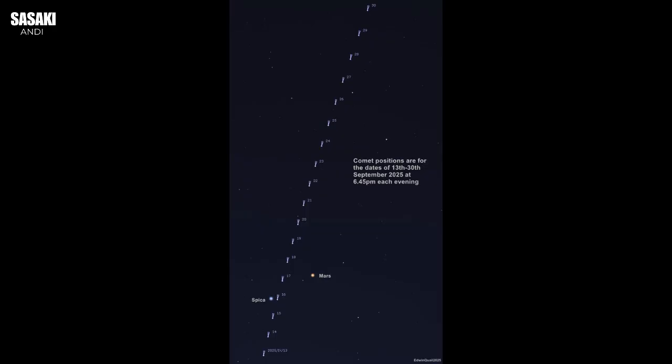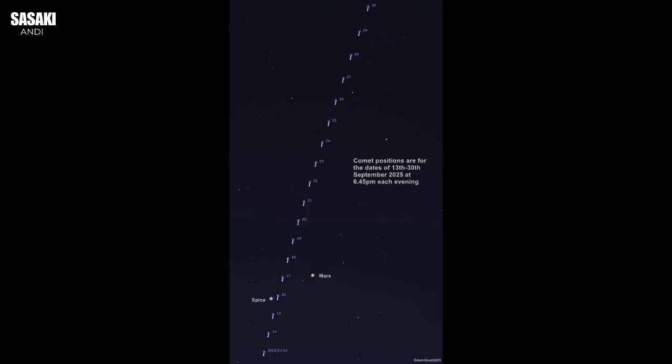What happens next? Does it just fade away? Generally, yes. After its closest approach to Earth on October 19th, it will be moving further from the sun and further from us. So it should gradually fade through late October and November. But comets can be unpredictable. Sometimes they have outbursts. Okay, so keep watching.